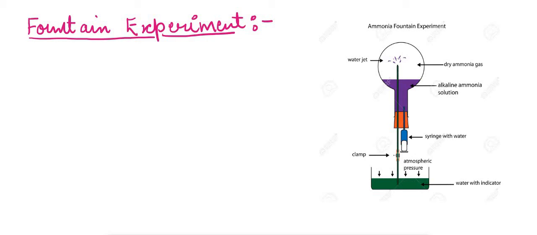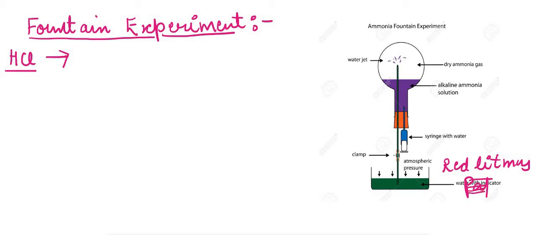This fountain experiment is just like the fountain experiment we already performed with the HCl molecule. The same things are there: the water with the indicator, which is taken as red litmus solution. Again the syringe with water, the water jet, and the dry ammonia gas is present there, an alkaline solution, and that is the fountain experiment. A complete fountain is formed here.